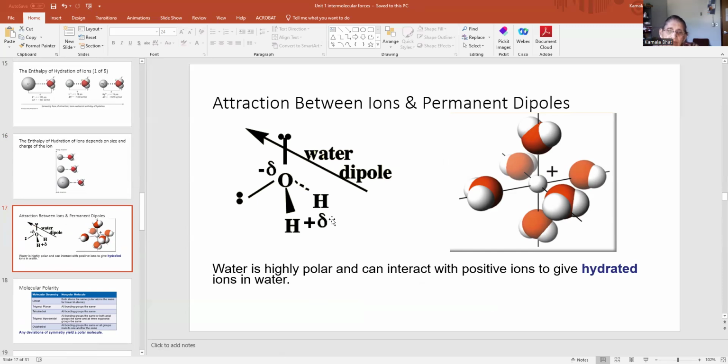Once again, a repeat, water is highly polar and can interact with positive ions to give the hydrated ions in water, as shown.